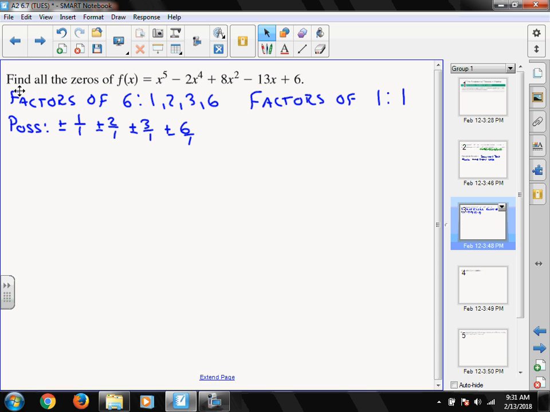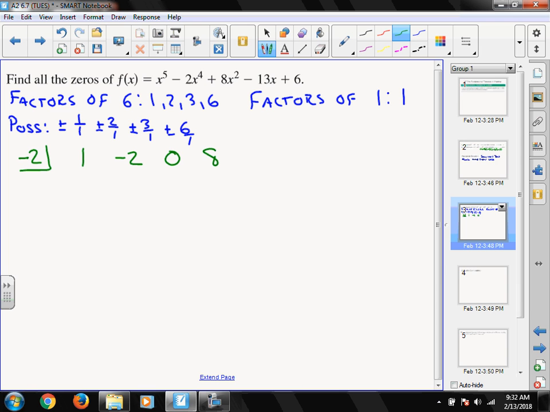Where do you guys want to start? You want to start at -2? No, let's start at 1. Okay. So Mackenzie wants to start at -2. Okay. Do I have all my powers of x's? No. What am I missing? x cubed. So I've got to go 1, negative 2, put a 0 where x cubed would go, 8, negative 13, 6.